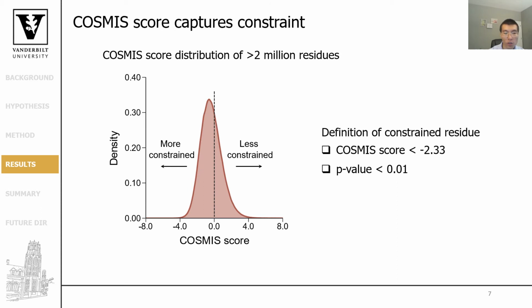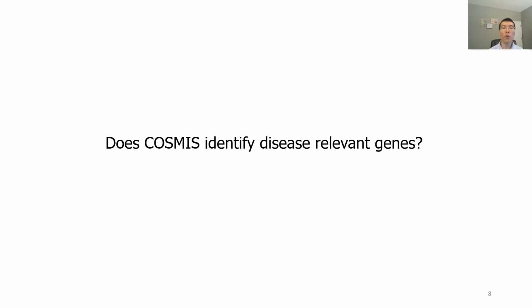For the rest of the talk, we define a residue as a constrained residue if it has a COSMIS score of less than negative 2.33, corresponding to a p-value of less than 0.01. With this framework at our disposal, the first question we asked was, does the COSMIS score identify disease-relevant genes?